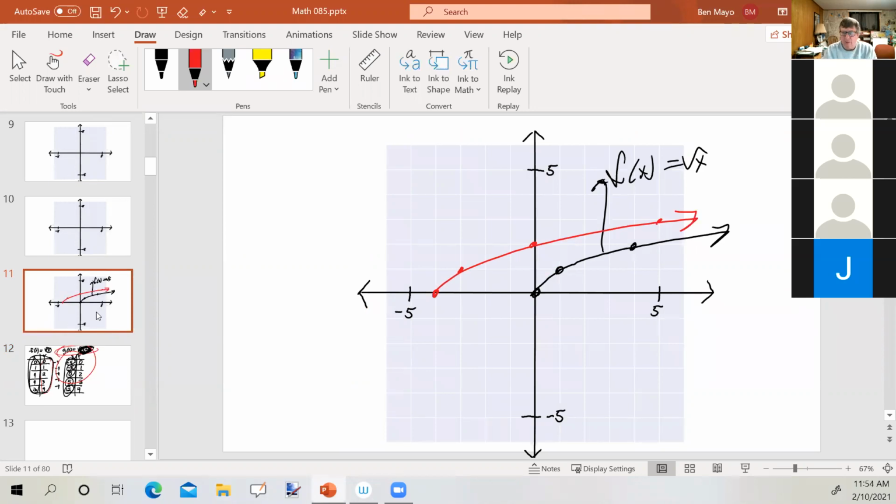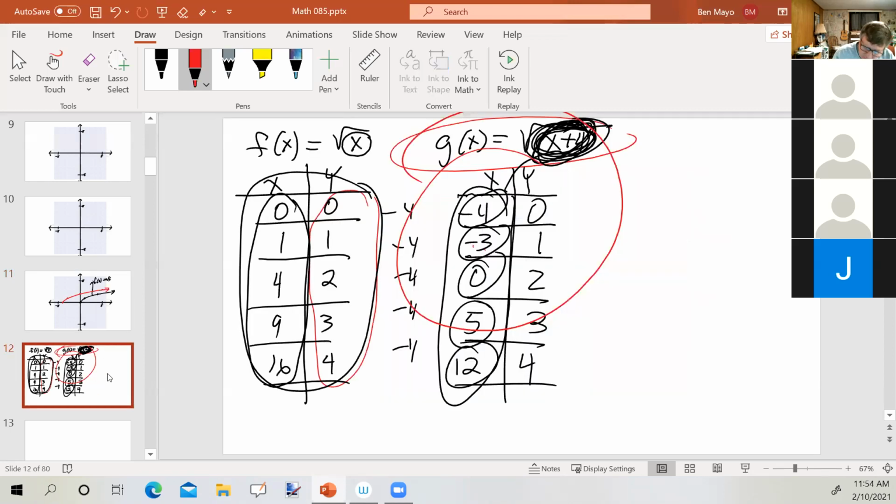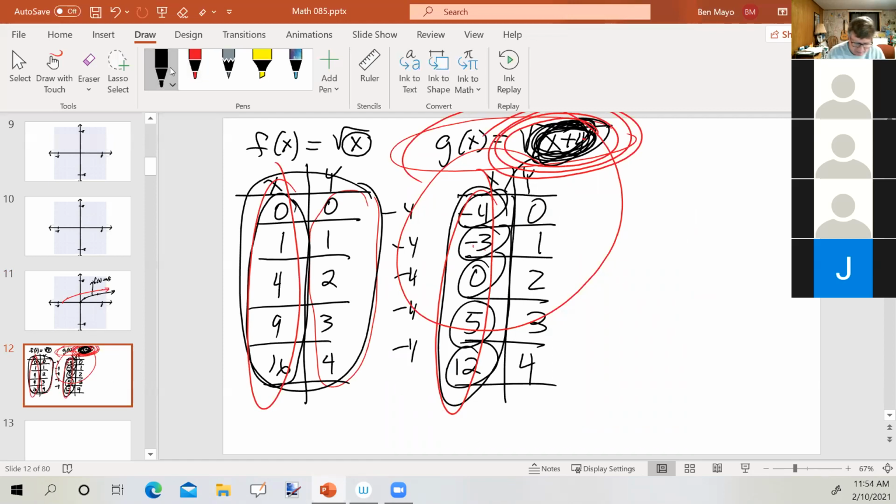So I don't know if you can see this, but those graphs are the same exact shape. It's just that the red one's been shifted 4 units to the left, because since we're adding 4 inside the radical before we take the square root, our x values can be 4 less and still produce the same y values. I don't know if that's making sense or not. That's kind of a lot to swallow today, I know.